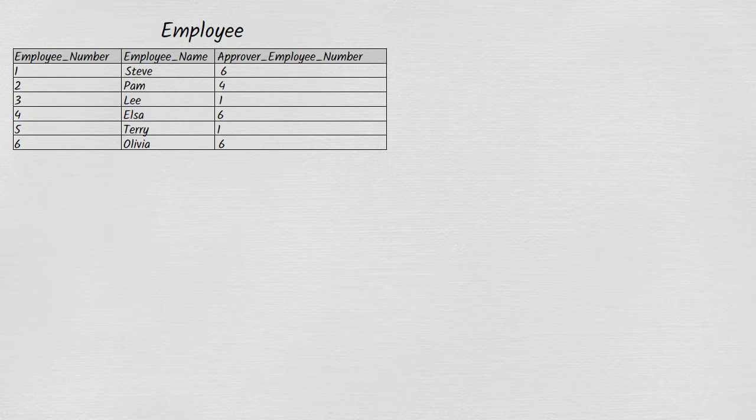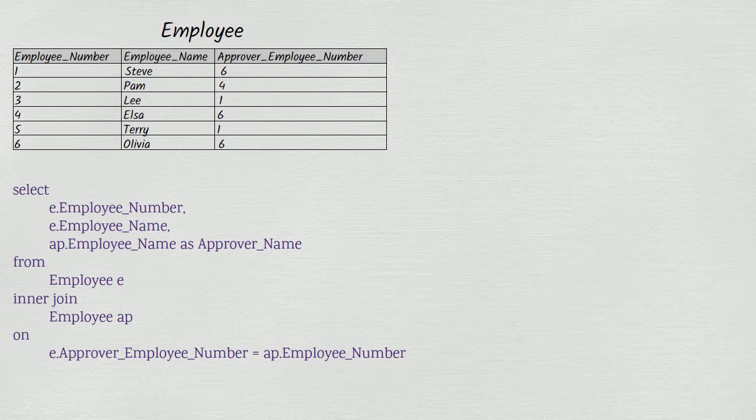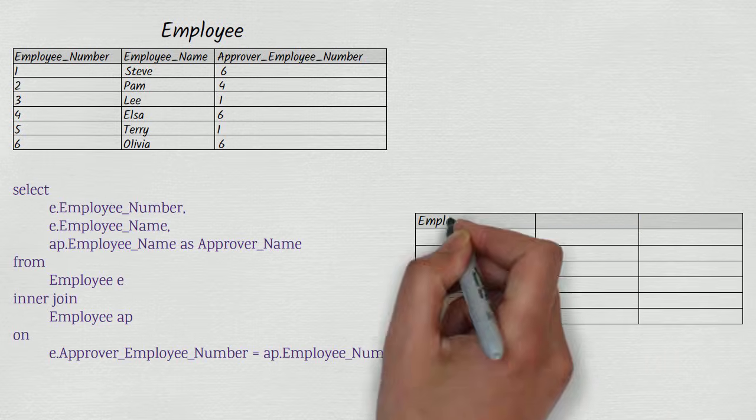For example, Pam's approver is employee 4, Elsa. Notice that the employee, Olivia, is so senior that she can approve her own requests for days off. Her approver is employee 6, herself. Let's write a simple query that lists all employees along with the names of their approvers. Here is the query. And here are the results it returns.